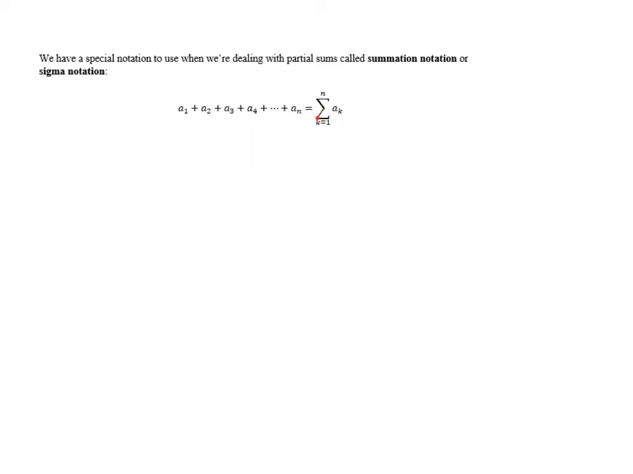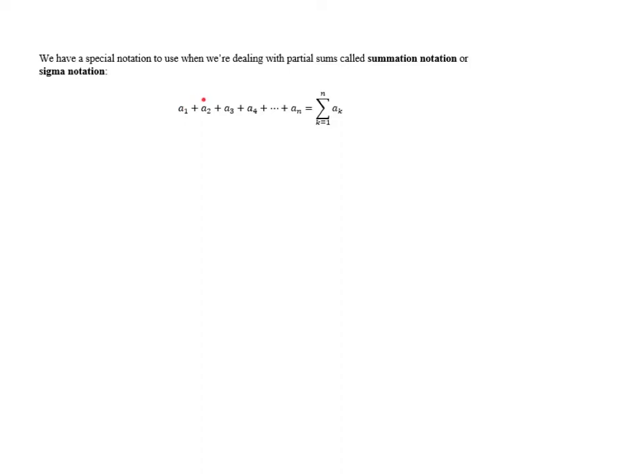We have the letter sigma. On the right-hand side, we have a sub k, because the things that we're adding all look like a sub k, and k is changing in each of the terms. K starts at 1 because we've got a sub 1, and it goes all the way up to n because we've got a sub n. So we read the right-hand side as the sum of a sub k from k equals 1 to n.